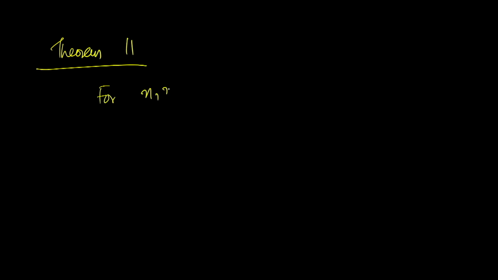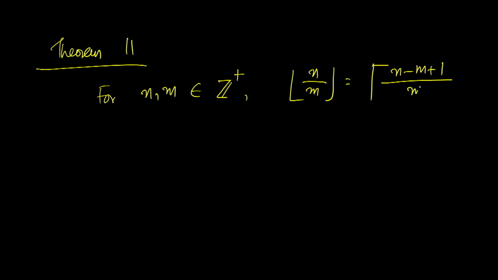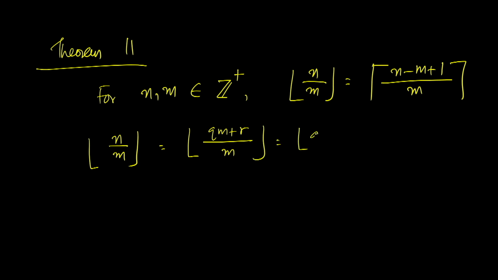For n, m which are in z plus, floor of n by m is the same as the ceiling of n minus m plus 1 divided by m. So again assume that n can be expressed as qm plus r as before. So floor of n by m is the floor of qm plus r by m, which is floor of q plus r by m, which is q, as we have seen before.